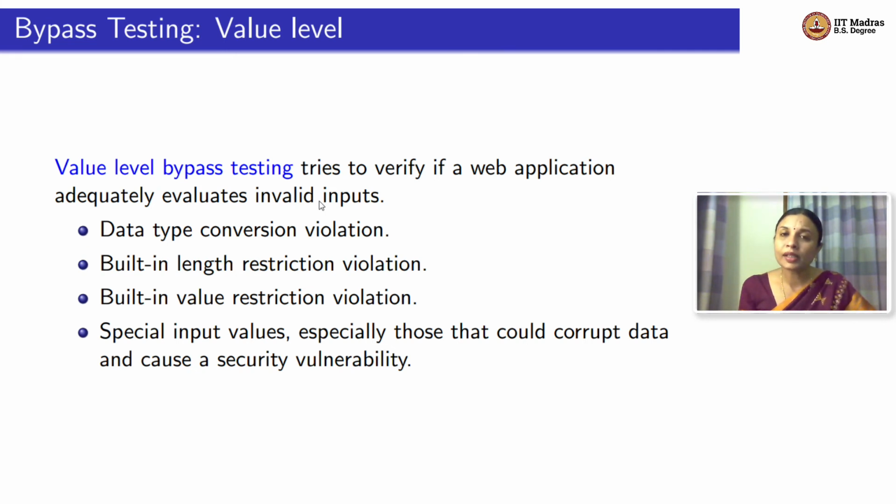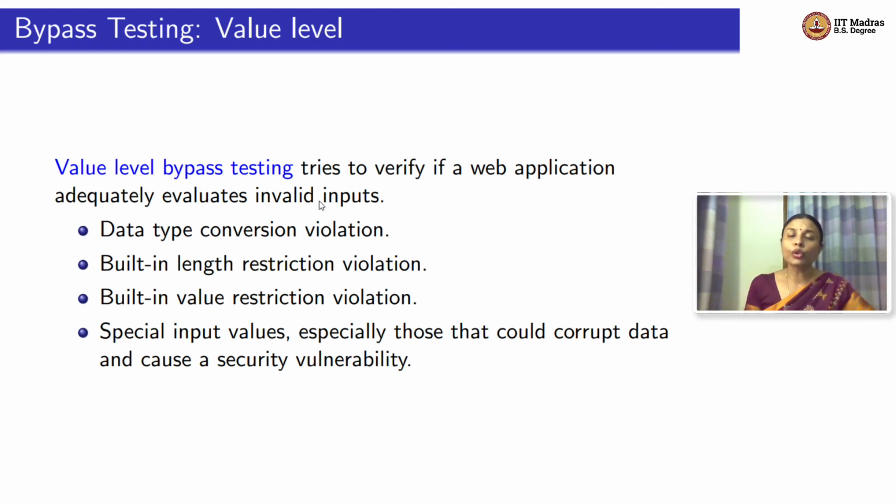Suppose it's expecting a 6-digit code for a PIN code, and I purposely give it a 5-digit code or a 7-digit code. That's also value level bypass testing. Suppose it expects one of the values from the drop down menu, but I remove one of those values and purposely generate a new value by saving and modifying the HTML form. That's an example of another way of bypass testing.